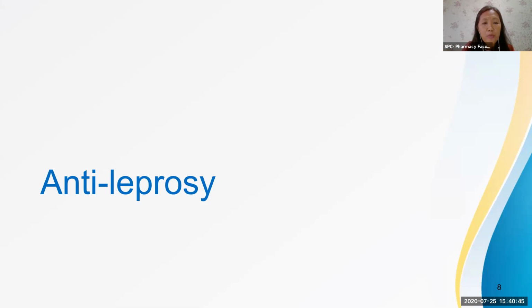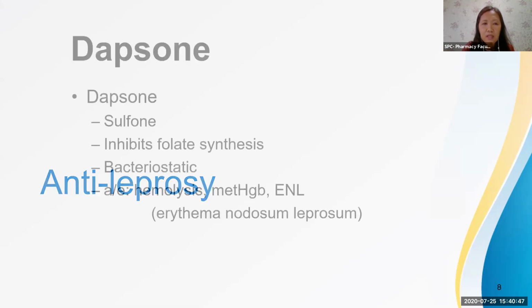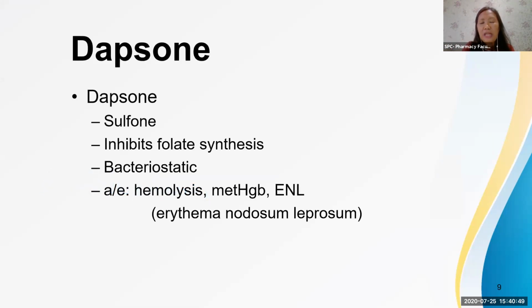Then we have anti-leprosy drug. So Dapsone. So Dapsone is really the drug of choice for anti-leprosy drug. So ang iyang action inhibits folate synthesis. It is bacteriostatic, so meaning it does not kill the bacteria. Adverse effect includes hemolysis, methemoglobin, increase in hemoglobin, and erythema nodosum leprosum.